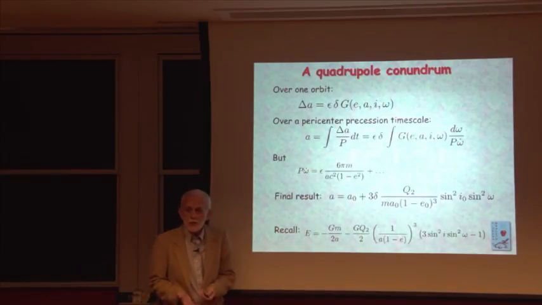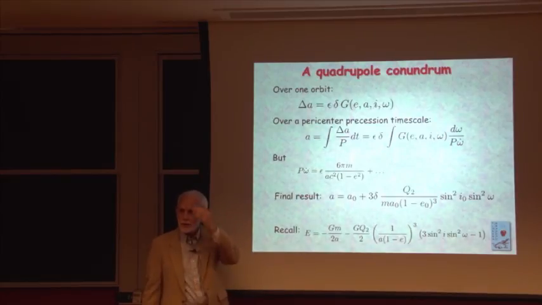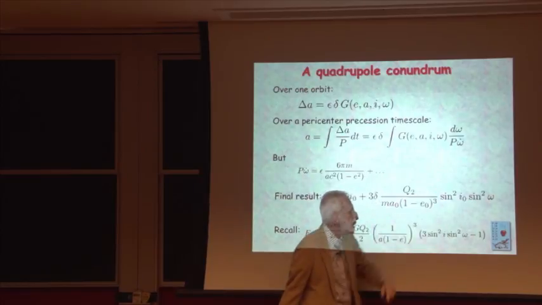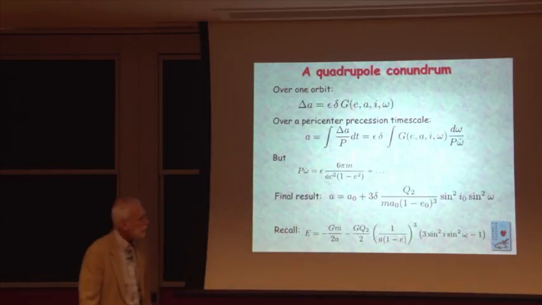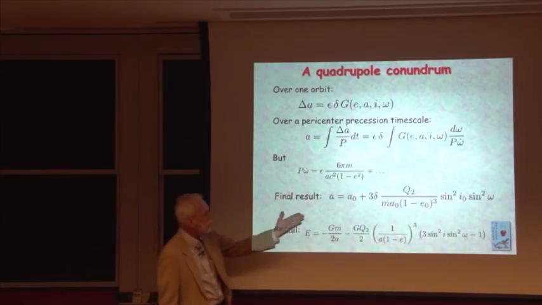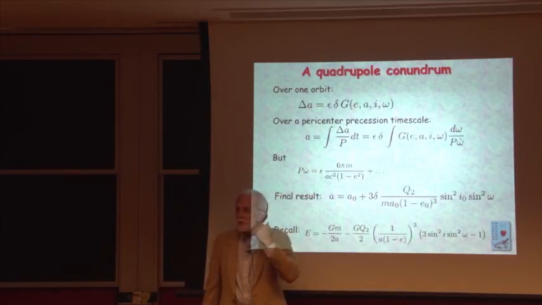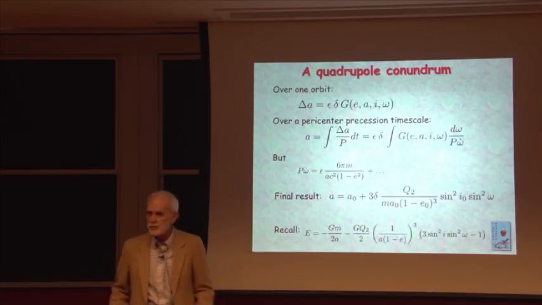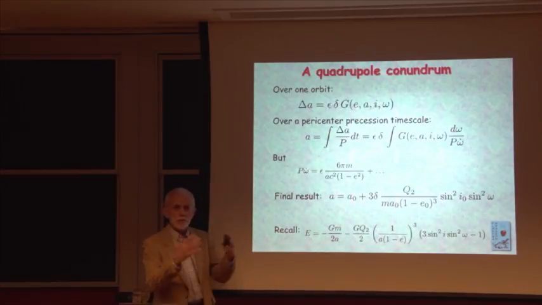Now, remember I told you that what started this off was we found that there were these anomalous variations in the semi-major axis of orbits with high inclination that varied at twice the pericenter angle. And here's the formula that you get from this calculation. Trouble is, the amplitude of this thing did not agree with what we were getting from the numerical simulations. They disagreed by quite a large amount.